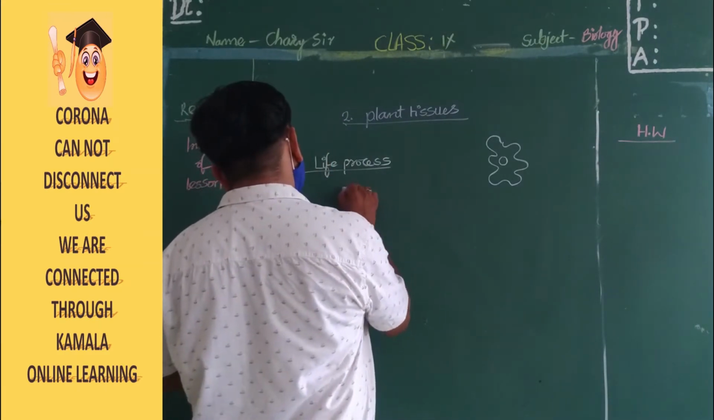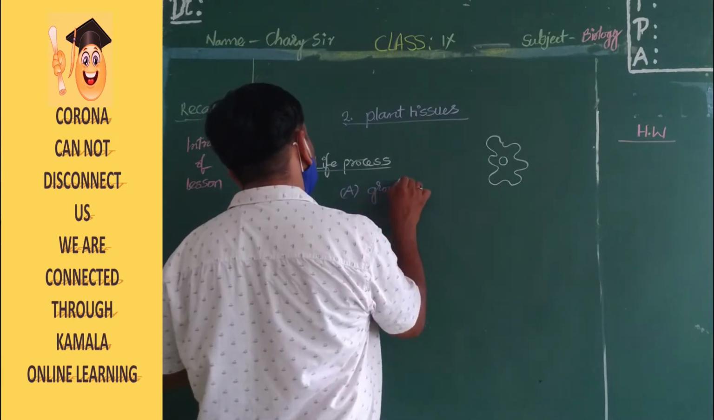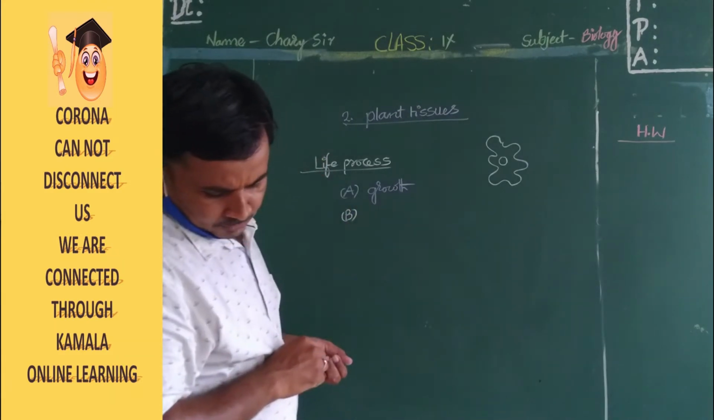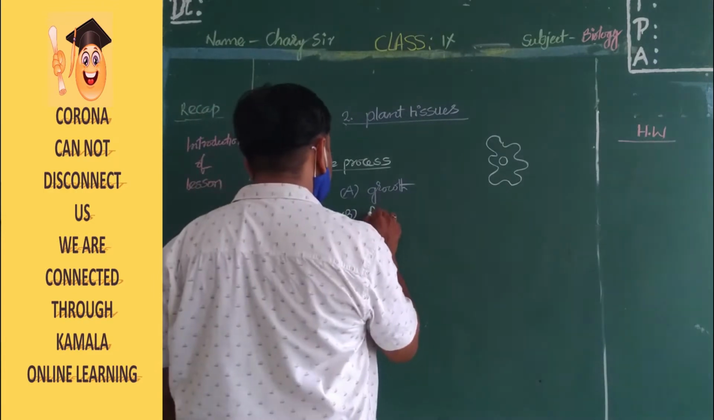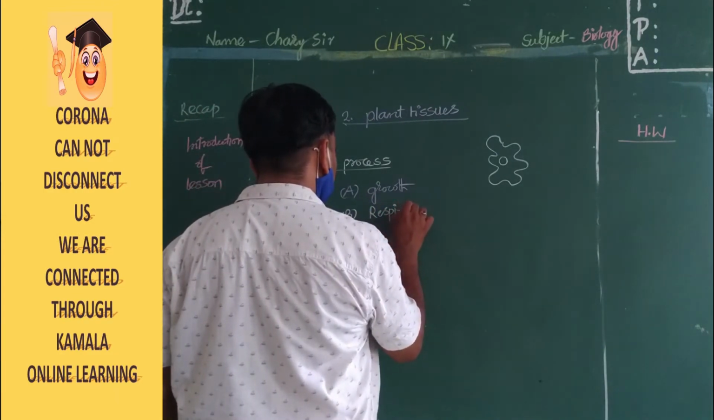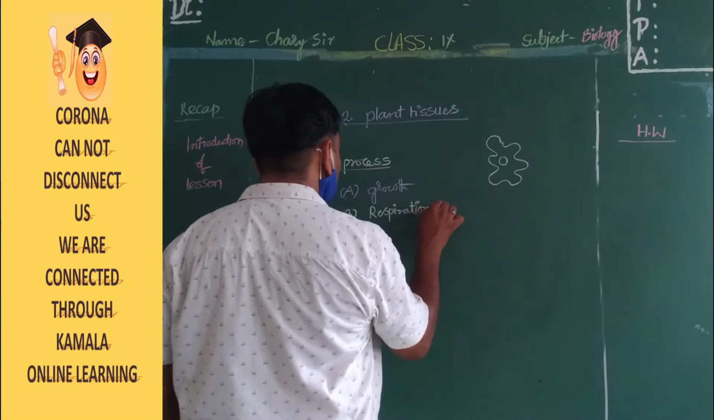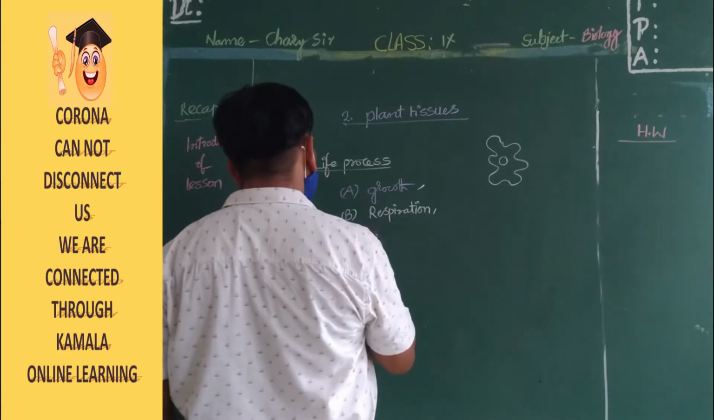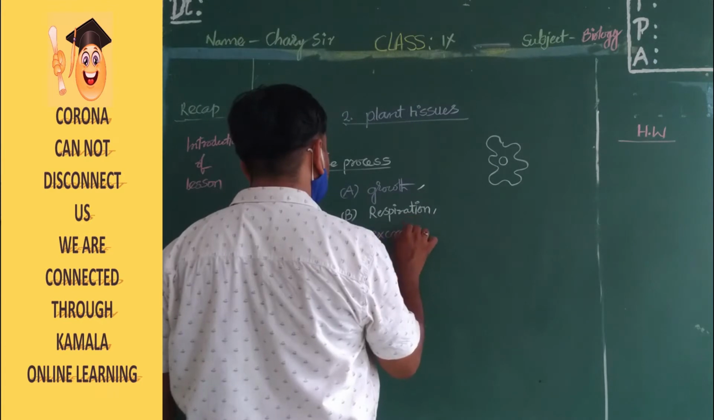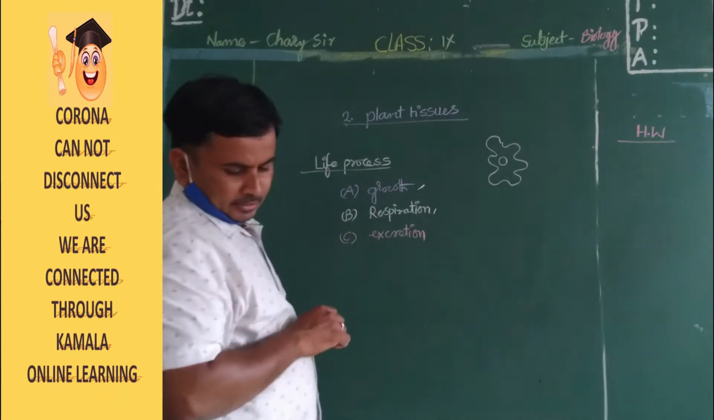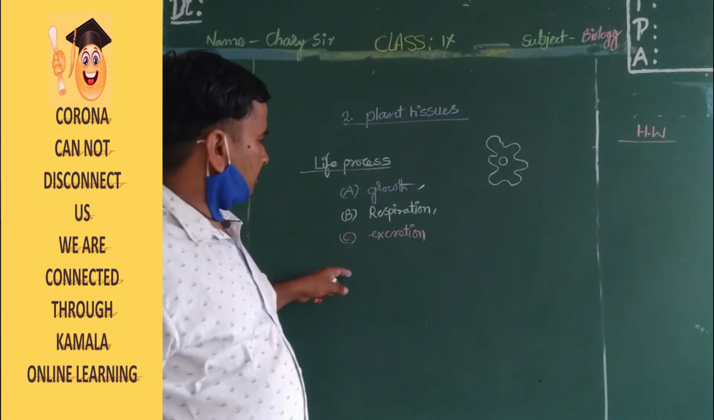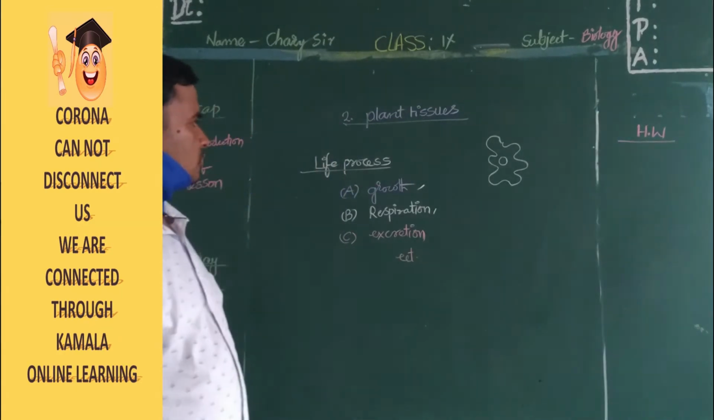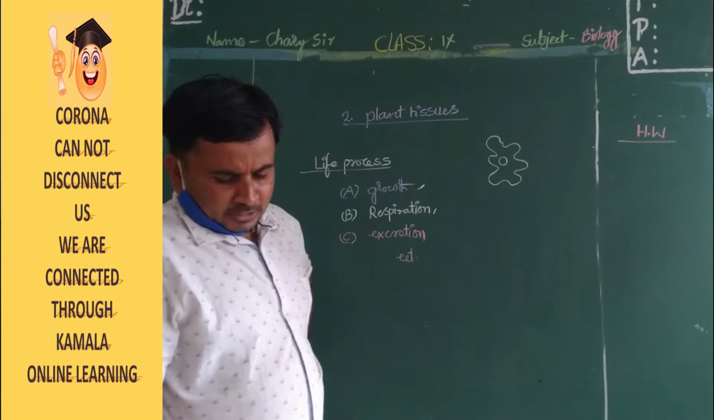First one is growth. Next is respiration. Then excretion, etc. So these are all done by the plant. These are the common life processes all living organisms will do, similar to those performed by animals.